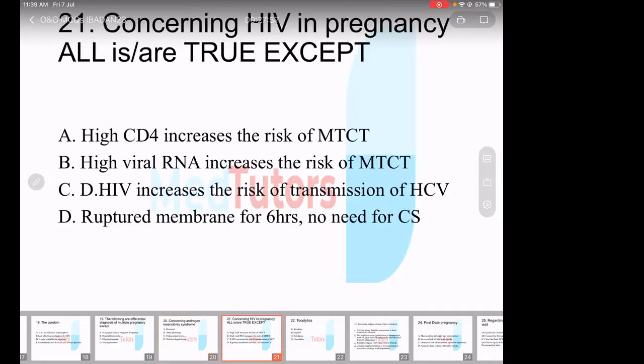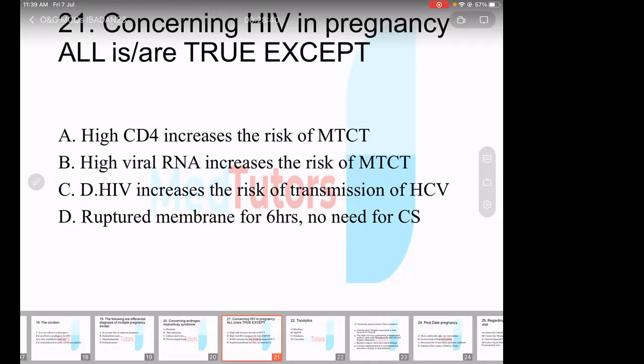Then question 21, concerning HIV in pregnancy, all is or are true except A, high CD4 increases the risk of mother-to-child transmission. Of course, this is not true. It decreases the risk. And then B, high viral RNA increases the risk of mother-to-child transmission. Of course, this is very true. The higher the viral load, the higher the chance the mother will transmit HIV to the child.